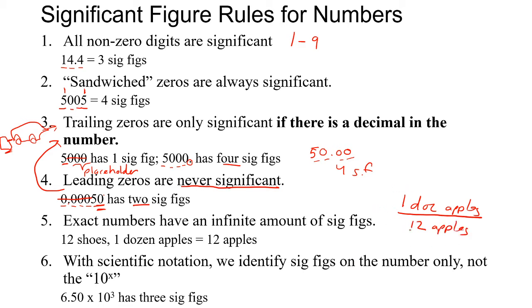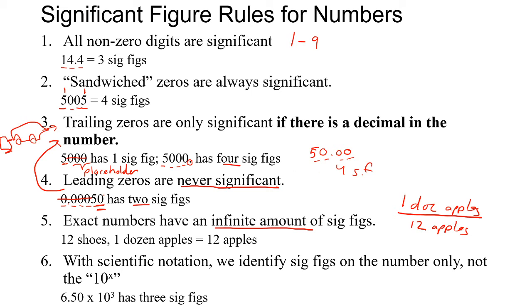These do not have 1 and 2 sig figs. These have an infinite amount of sig figs because this represents an exact number. Like exact. I can't have 1.0 dozen apples. You know what I mean? So if I have 1 dozen apples, that equals 12 apples. That to me is an exact number. It's not really a measurement, right? It's something that I know with absolute certainty it's this amount type thing.